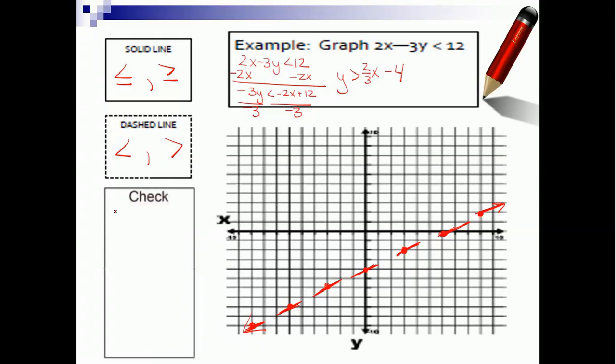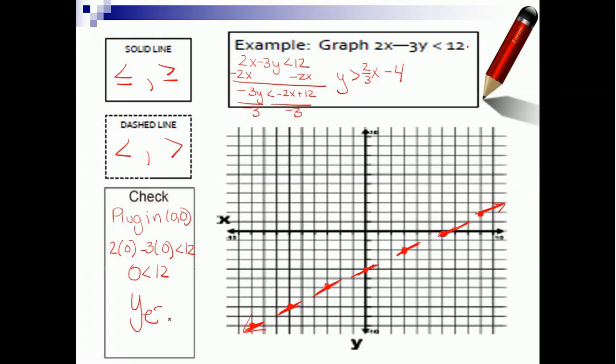So I'm going to plug 0, 0 in. So I got 2 times 0 minus 3 times 0, which is less than 12. Notice I'm plugging into the original. I find if I plug into the original, I have a little less math to do. Not to mention, it's a lot easier when I plug in 0. Because 2 times 0 is 0, minus 3 times 0, which is 0. So I just have a 0 on that side, which is less than 12. Is 0 less than 12?